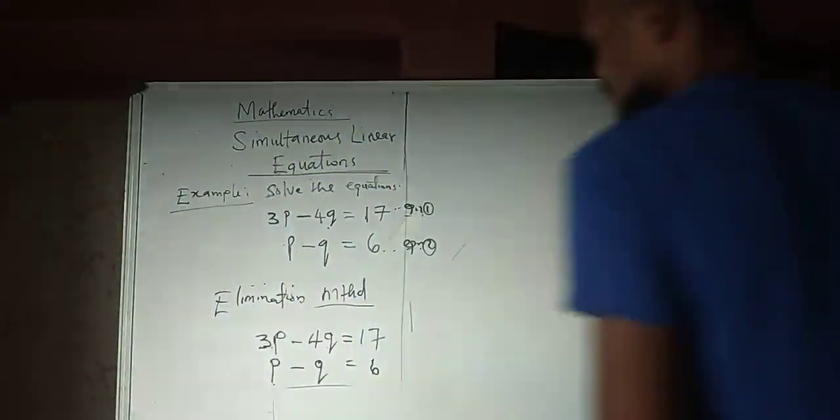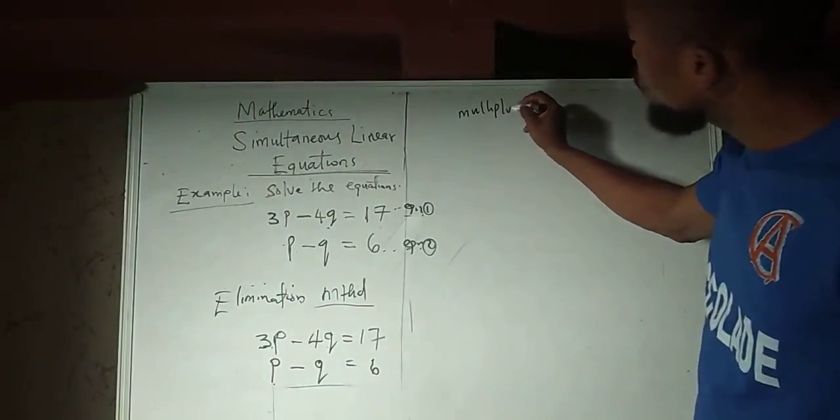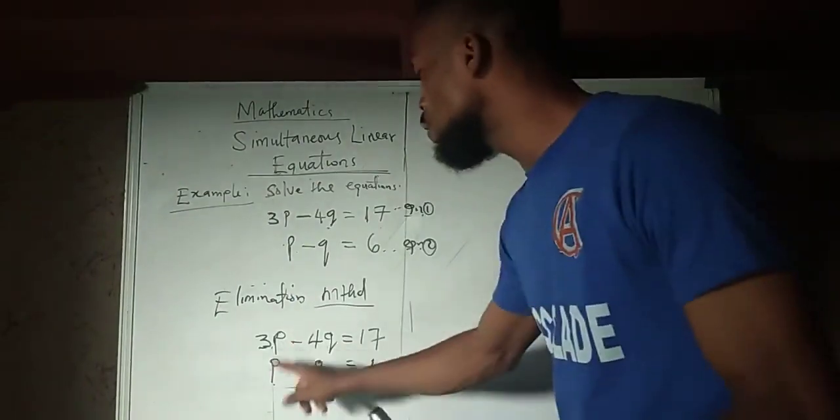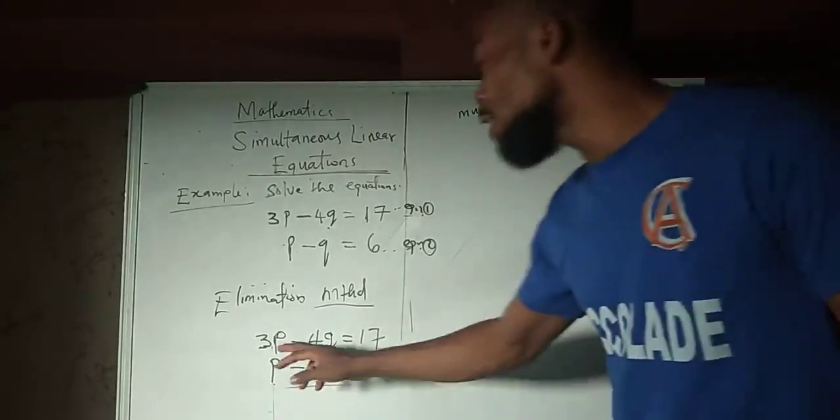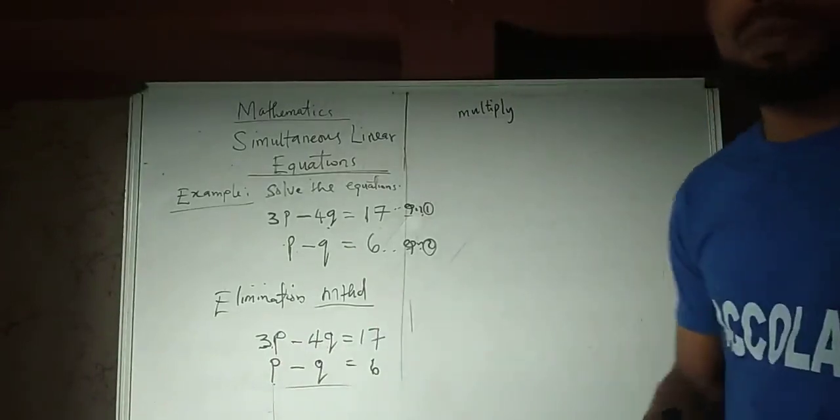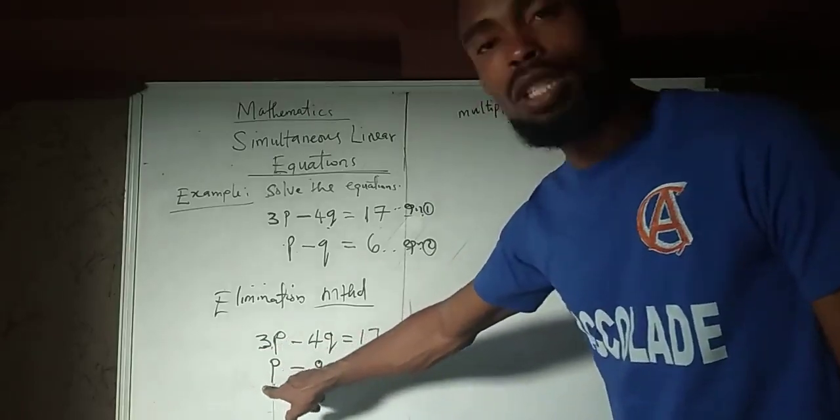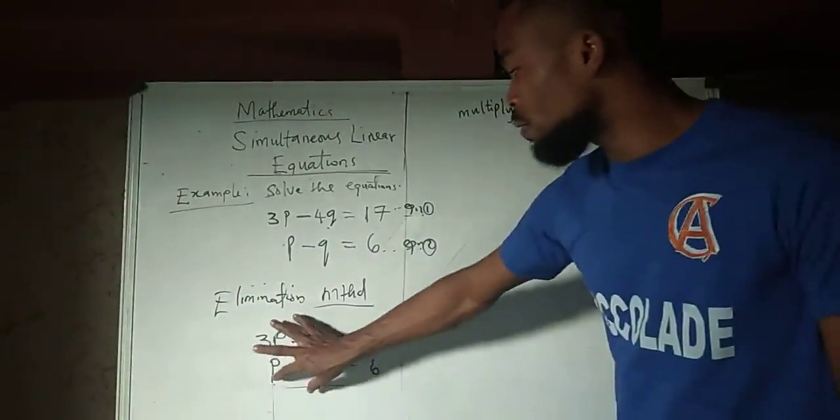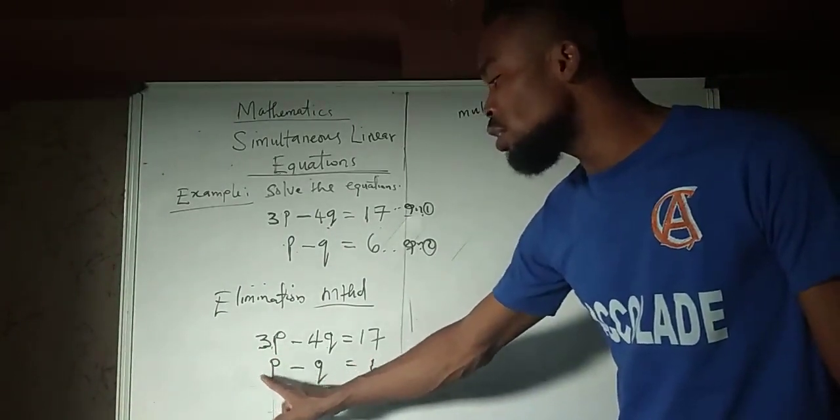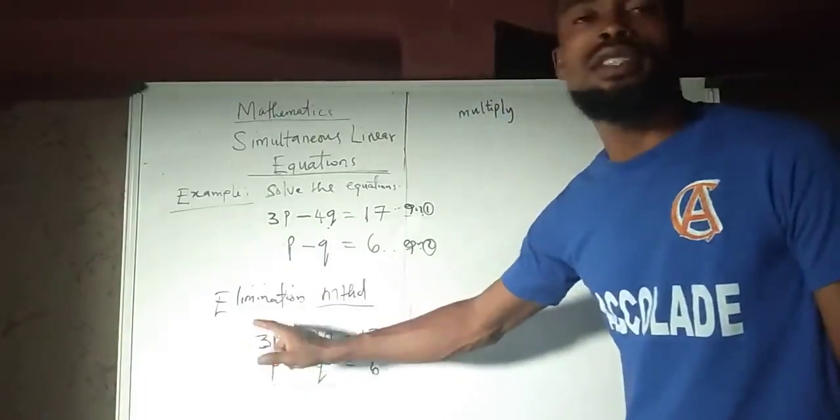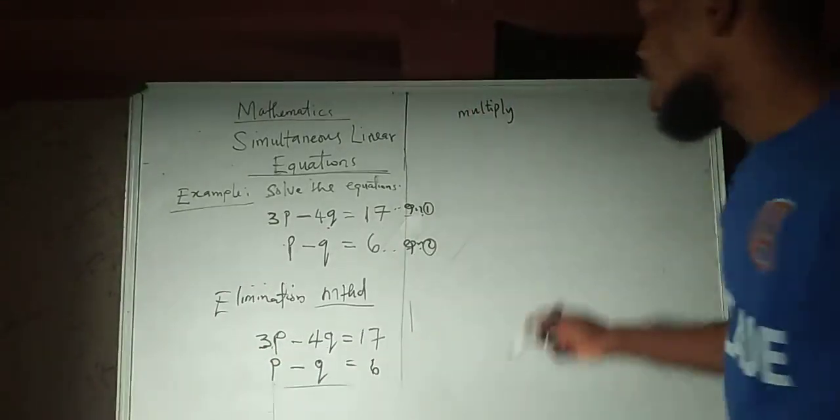I'm going to do this. I'll multiply. Now for you to eliminate, like I said earlier, the coefficient of the variable in the two equations must be the same. What I mean is that the coefficient of p here is 3, and the coefficient of p here is 1. Elimination cannot be possible except I make the coefficient of p here become 3 as it is in this one.